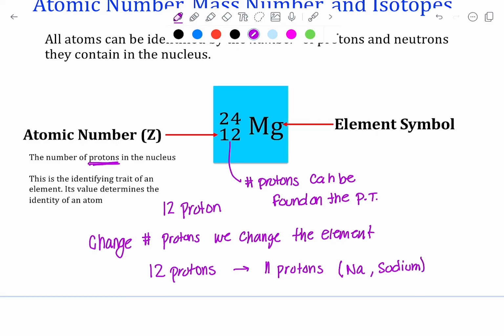Now the atomic number is a counting number, so there's not ever going to be a half or any sort of decimal place after that atomic number, because there can only be 12 protons in that nucleus. We can't have half a proton because a proton is a subatomic particle that can't be broken down. Okay, so this will always be a whole number.